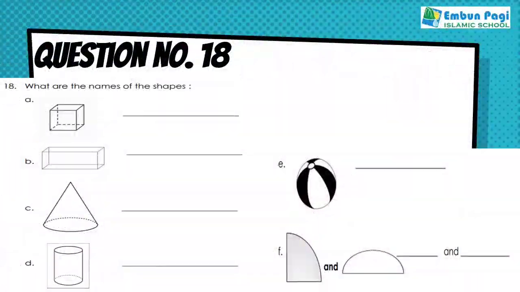Question number 18. The question is, what are the names of the shapes? Okay, before we answer the question, please change the word "shapes" into "objects." Have you done? Great. Now we will answer the question.